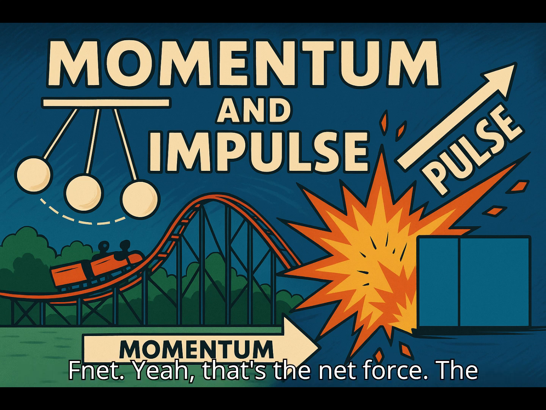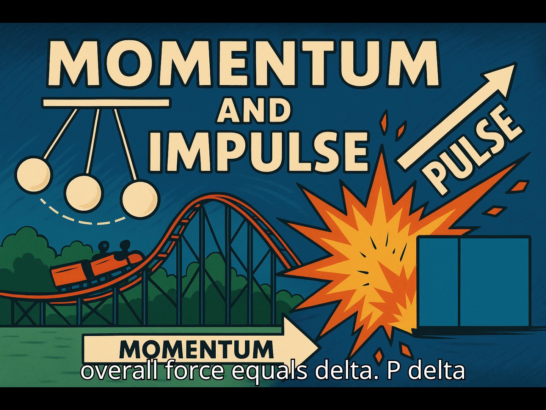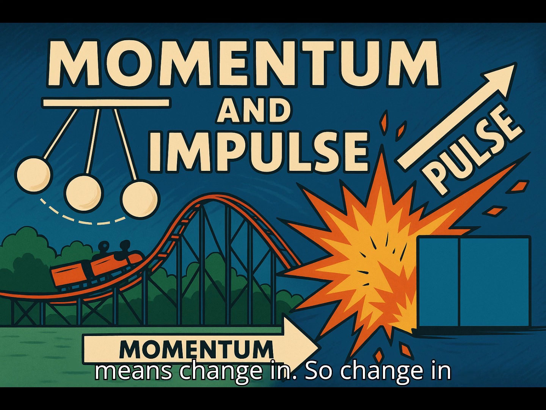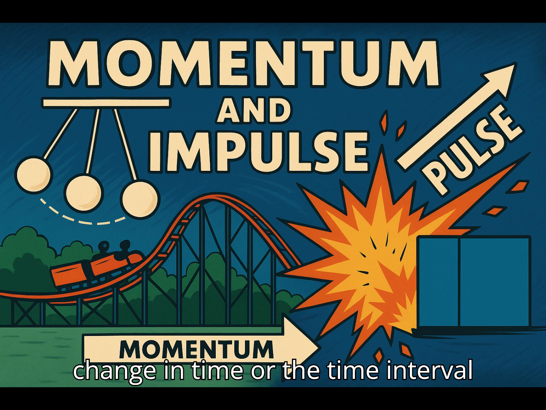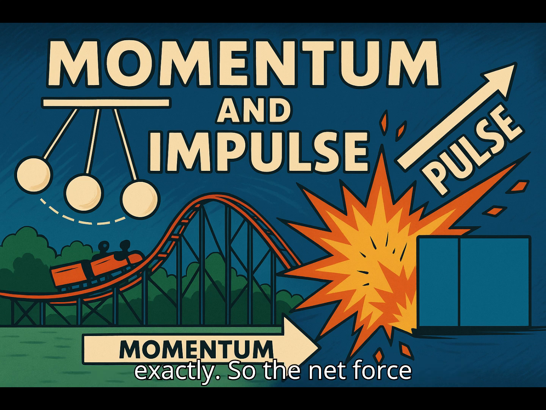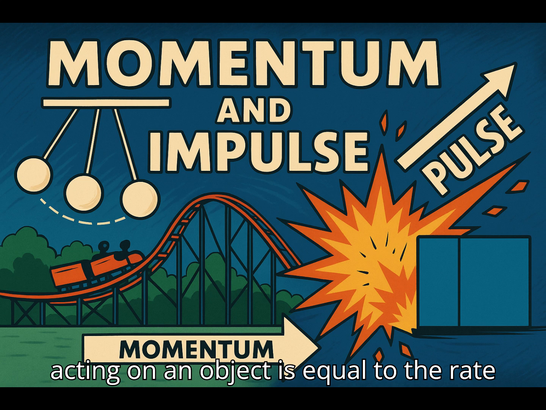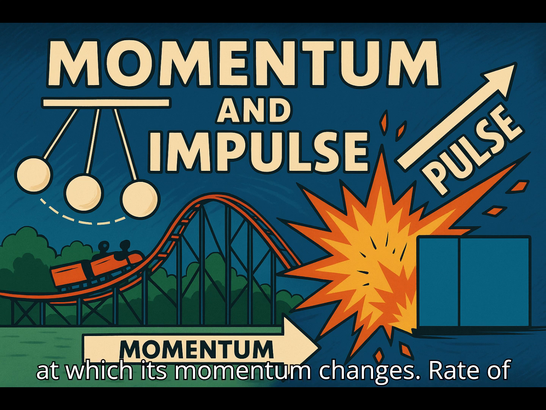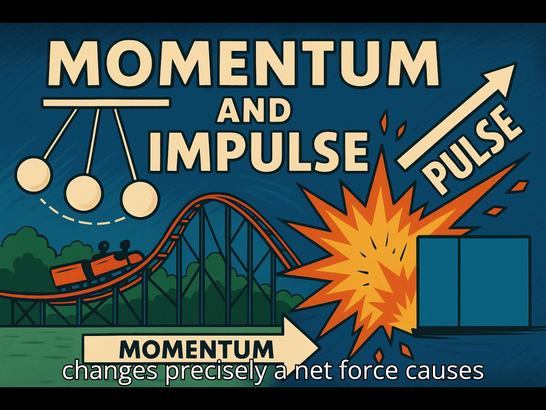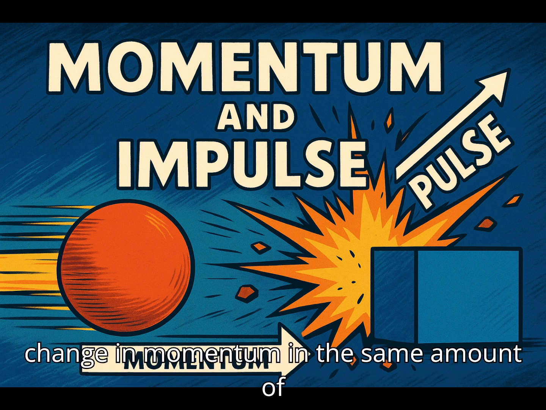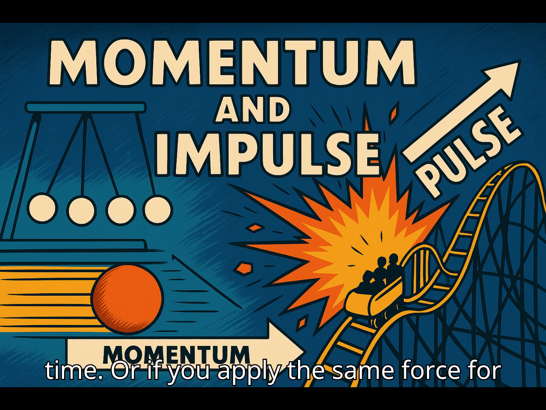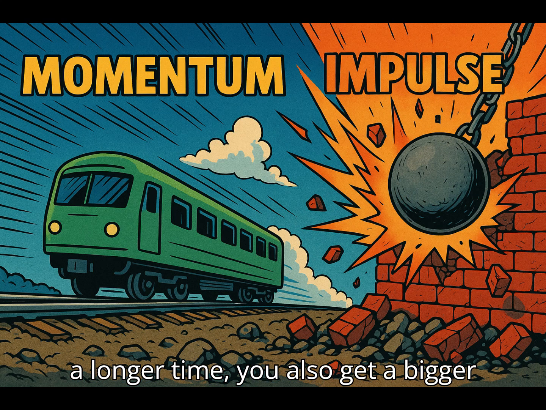Okay, F_net, that's the net force, the overall force, equals delta p. Delta means change in. So change in momentum. Right, divided by delta t, the change in time, or the time interval. Exactly. So the net force acting on an object is equal to the rate at which its momentum changes. Rate of change. So how quickly the momentum changes. Precisely. A net force causes momentum to change over time. If you apply a bigger net force, you get a bigger change in momentum in the same amount of time. Or if you apply the same force for a longer time, you also get a bigger change in momentum.